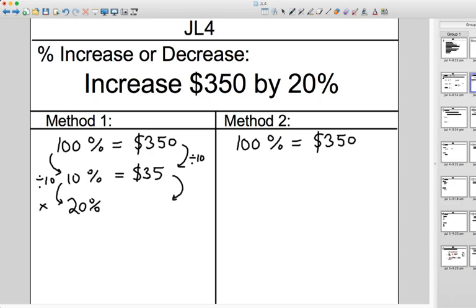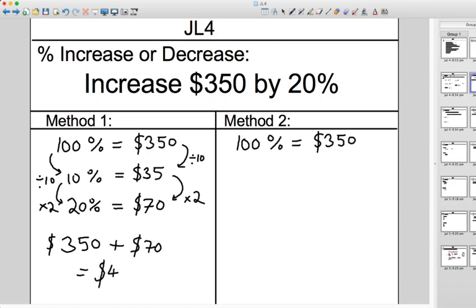You need to multiply by 2. This will give me $70. And then, to work out the amount that you're going to get, it will be $350 plus $70 gives you $420.